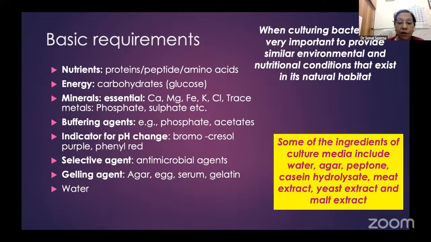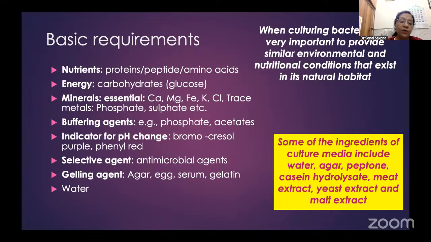Then there are certain buffering agents which may be needed because bacteria, as they multiply and use glucose, will generate acid, lactic acid. So that is going to bring down the pH. Sometimes we may require buffering agents so that our pH keeps coming up. To a certain extent, the buffering agent is able to maintain the pH. Then, for certain media and for certain biochemicals, we may require an indicator so that we come to know what is the pH which has changed.